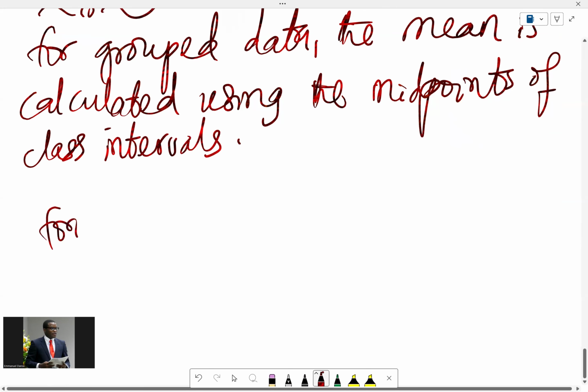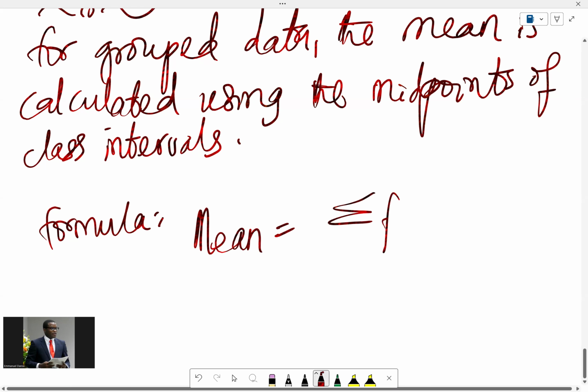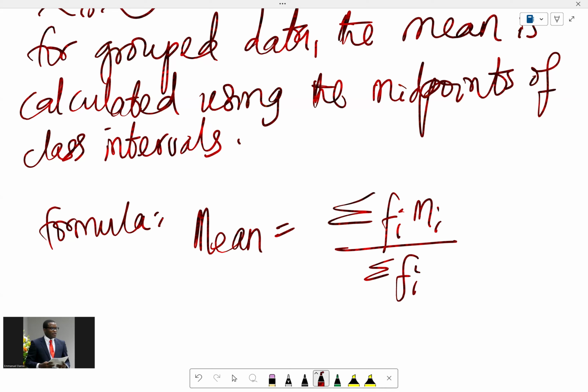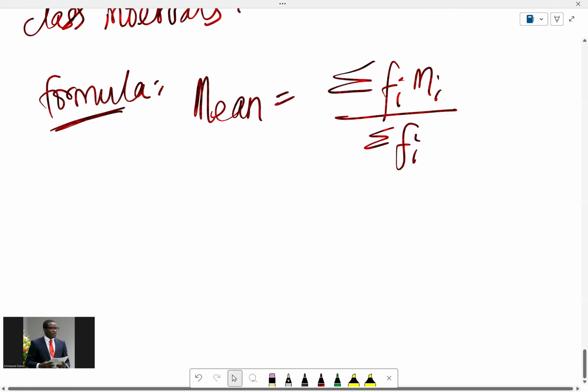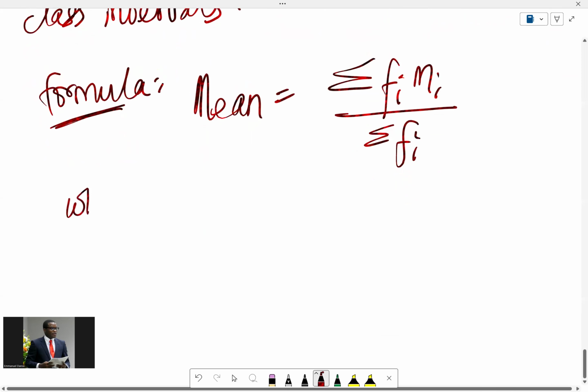And the formula is something like this. The formula is mean equals the summation of the frequencies multiplied by the mid values divided by the summation of all the frequencies. That means the total number of what you have. Okay. That'll be explained with an example to drive the point home.